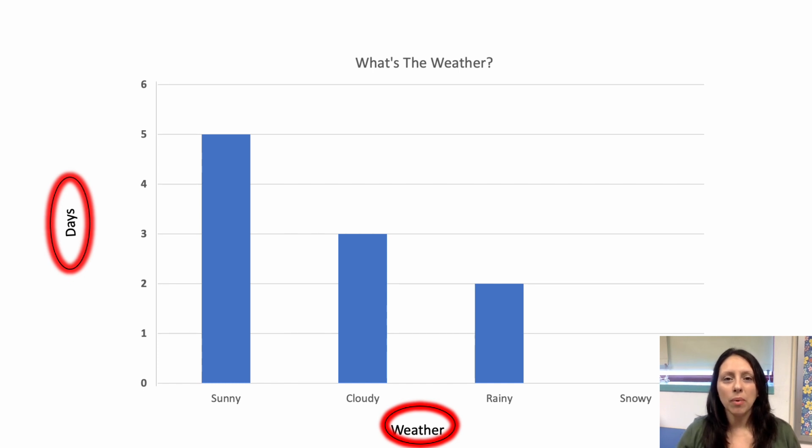When creating a bar graph, you need to make sure that you label what the numbers represent and what the words represent. Why do we do this? So whoever's reading the bar graph understands what those numbers mean and what they're for, and what those words mean and what they're for.